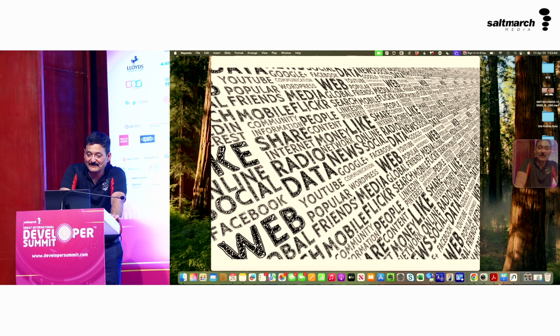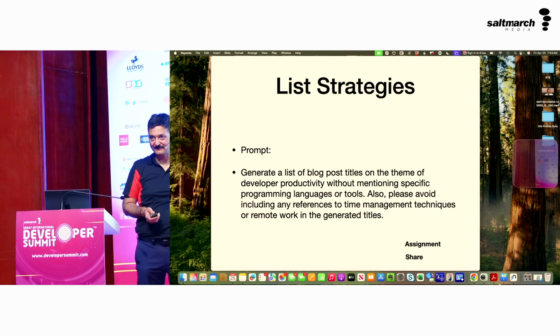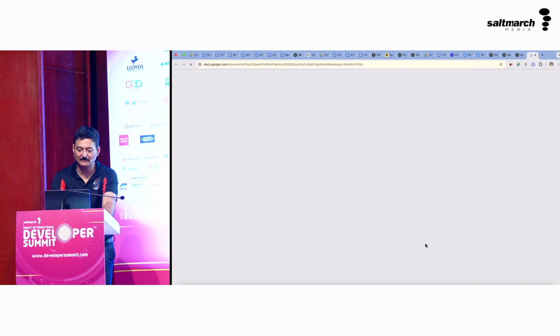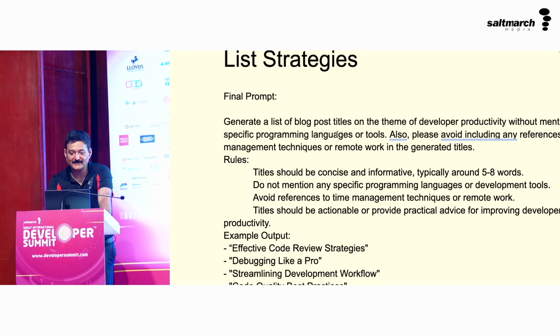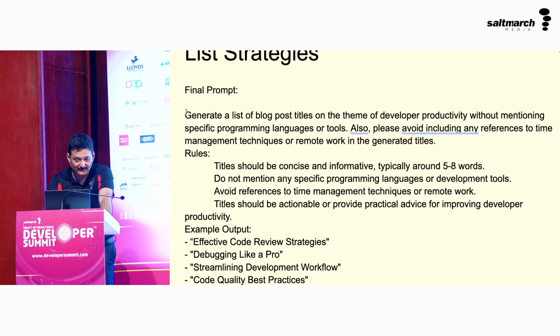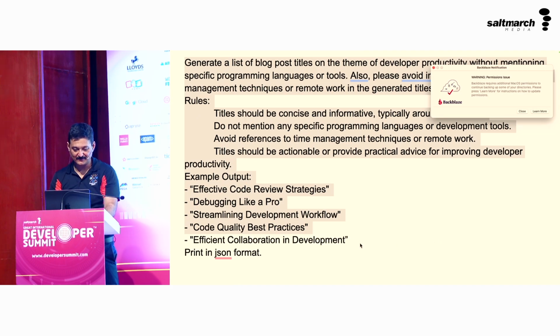All right. In the end, let's take a look at some advanced strategies for architecture, because architects, we need to do these things. Yeah. So the assignment here is generate a list of blog titles. So I'm going to share the assignment with you. Generate a list of blog titles on the theme of developer productivity. The rules, see this here. The rules are titles should be concise. Do not mention any specific programming language. Avoid these things. Titles should be, for example, so and so. And then print it in the JSON format at the end.